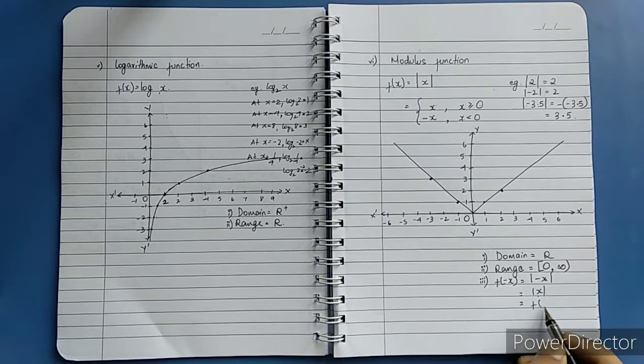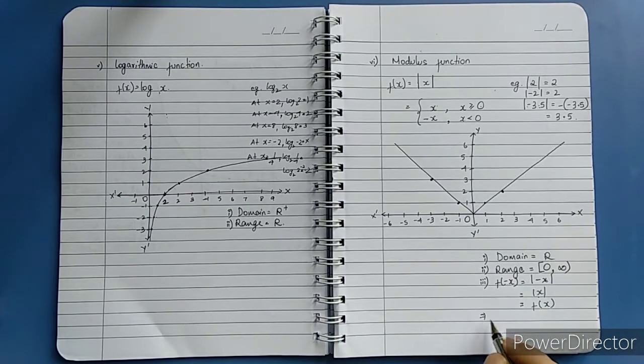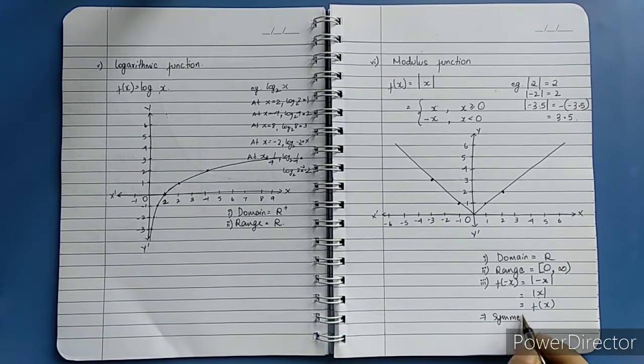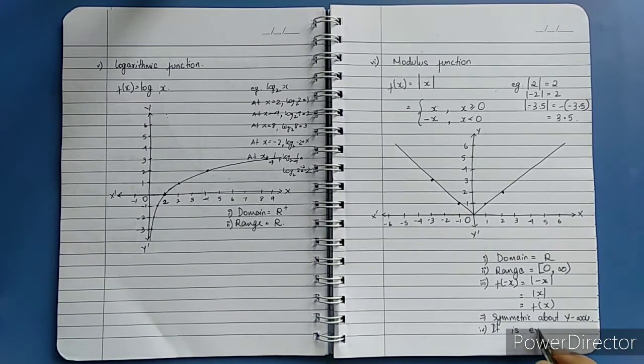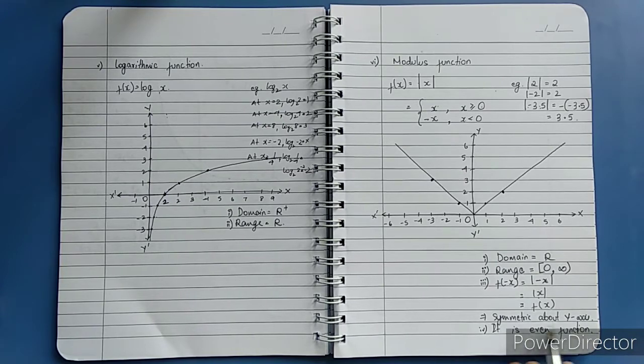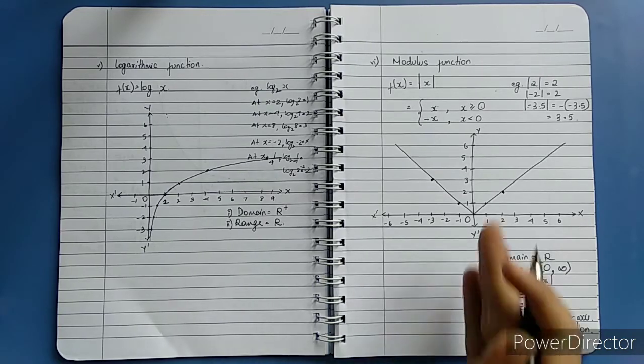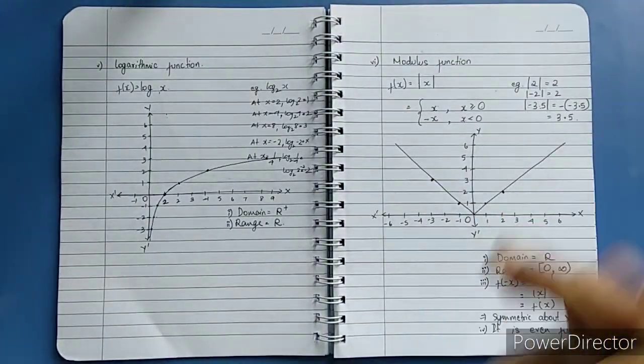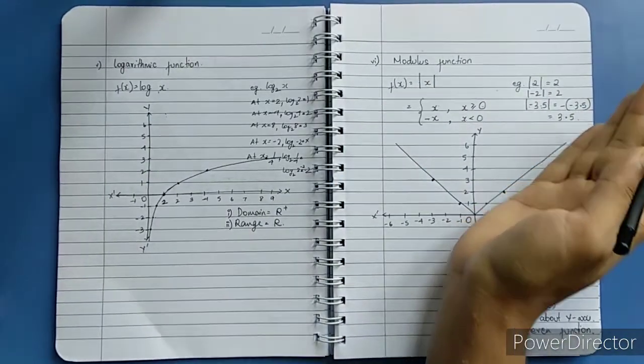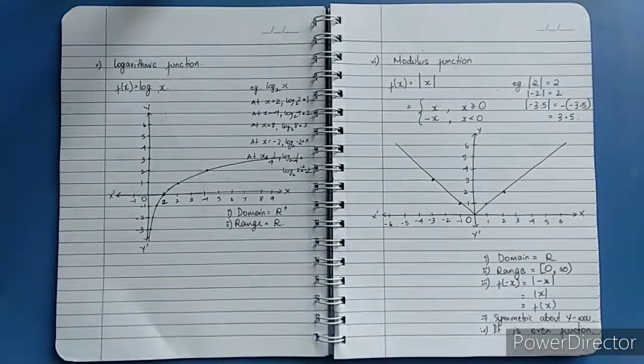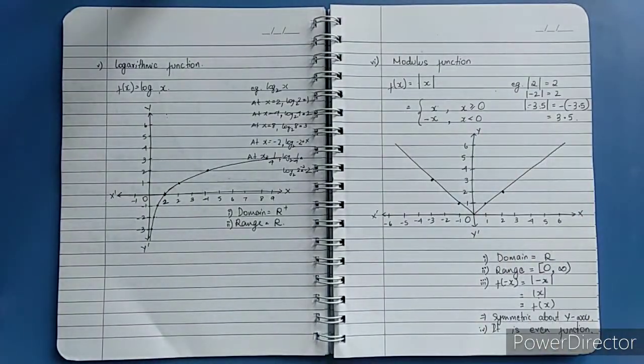So f(-x) is the same as f(x). This implies it is symmetric about the y-axis, and hence it is an even function. Even functions are symmetric about the y-axis, and functions that are symmetric about the y-axis are even functions. You can see that the y-axis acts like a mirror, and this is the mirror image of this portion. So the y-axis acts like a mirror over here.